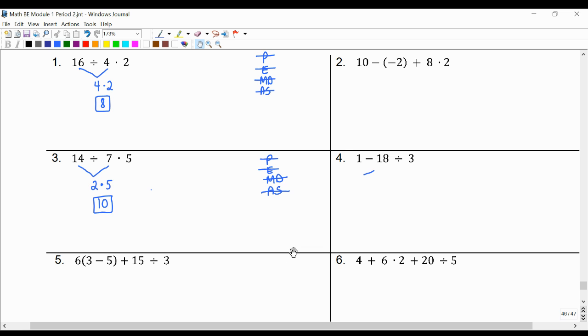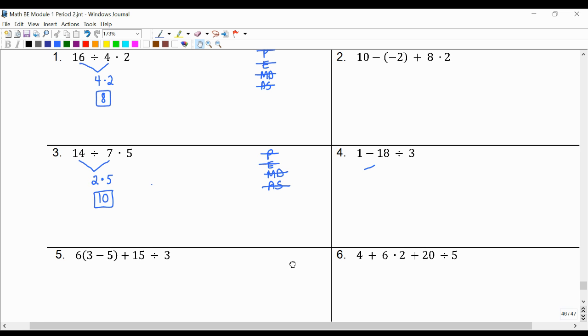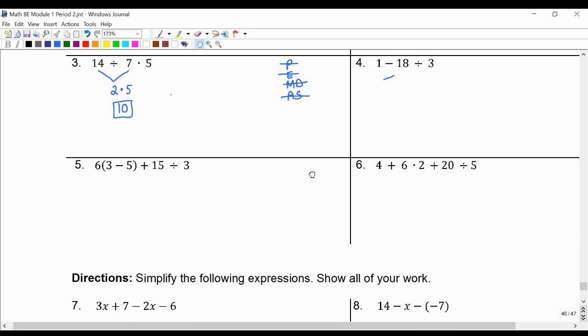And the last one in this set is number 5. I'm also going to do a sign change here and insert my times dot while I look at this problem. So it's 3 plus negative 5, close parentheses. I also put that times dot because eventually it's going to be 6 times whatever this is, plus 15 divided by 3.